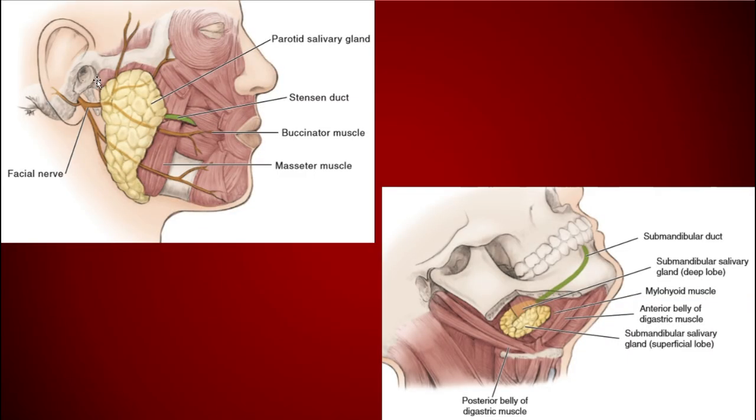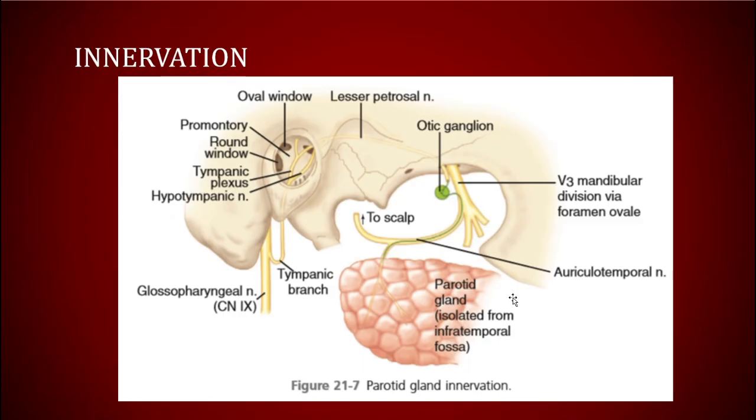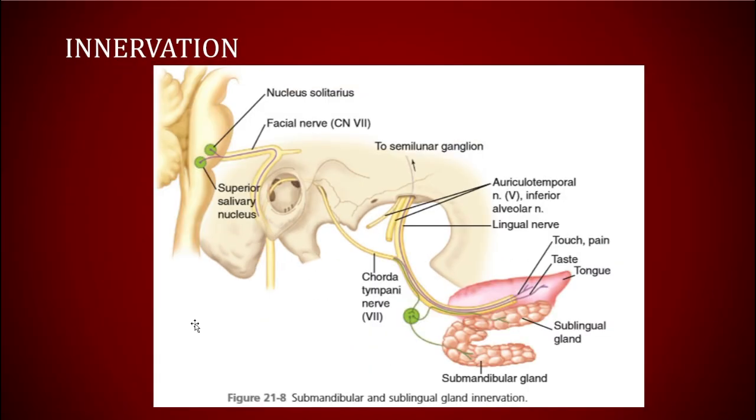Now, this is the parotid gland. The facial nerve separates it into superficial and deep lobe. We have the submandibular gland and we have the innervation. Now, all the glands are innervated by the facial nerve. The facial nerve supplies the secretomotor secretions for the parotid, the submandibular and the sublingual. Now, the lingual nerve and its branch, which is called the chorda tympani, help in the taste and the touch and the pain for the tongue.